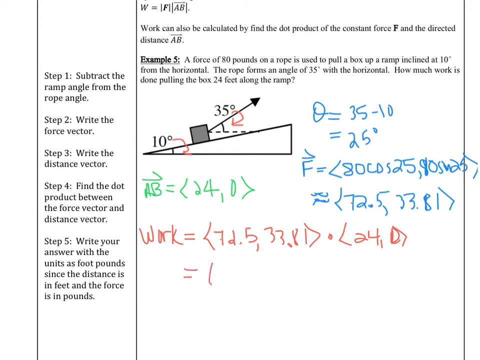Remember, with the dot product, we multiply our x's together. So that's about 72.5 times the 24. And then we multiply our y's together, and I'm laughing to myself because we're multiplying times 0, so really you don't even have to do that step. Some of you are going to find the shortcut: you'll just start with your distance and multiply by your force times the cosine of your angle. But it might take you some practicing to figure that out. I know you can do it. I have faith in you guys.